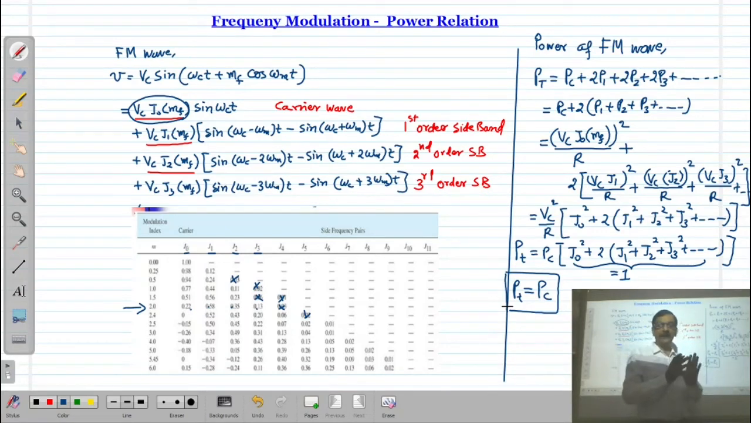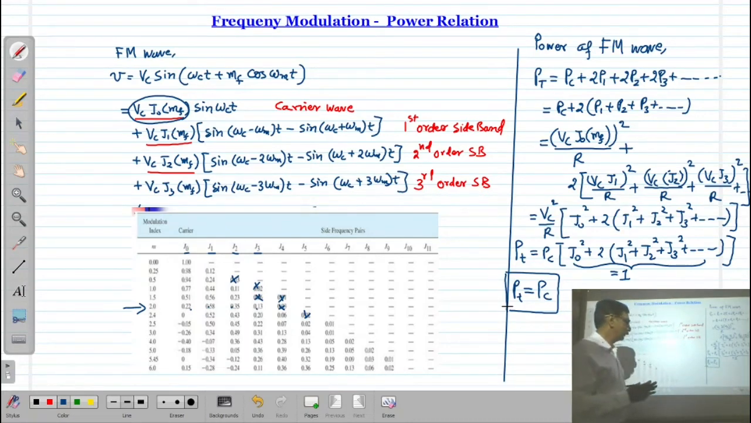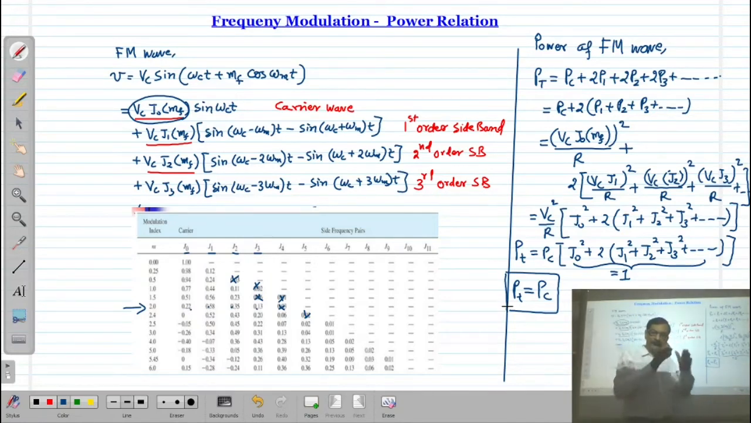But remember, whatever the carrier power is, it is going to be redistributed amongst all the sideband frequencies. So it is not necessary that the carrier power of the wave before and after modulation will be the same, because this power is going to be distributed in the sideband frequencies.